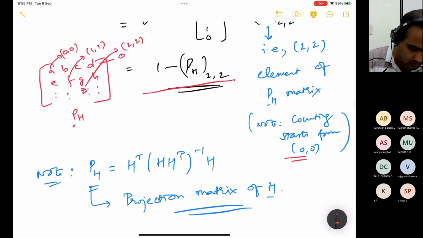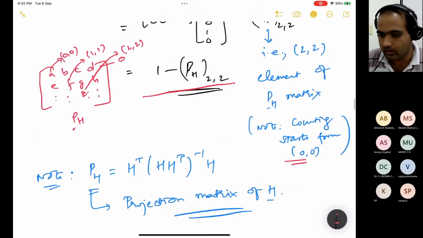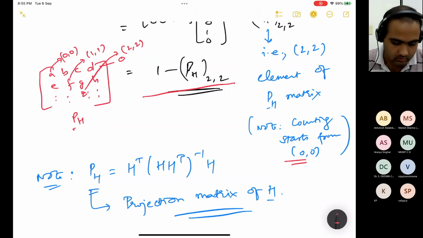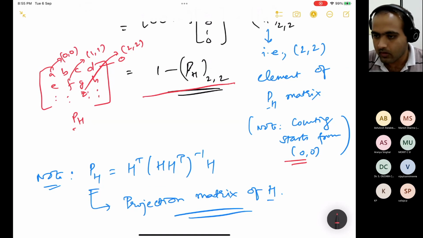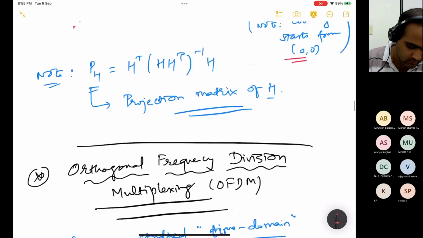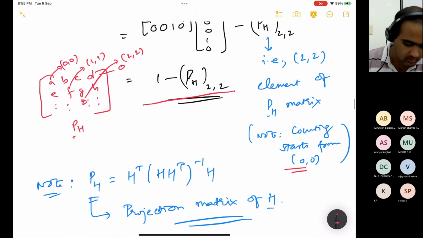Any doubts up to here, any conceptual doubt? I'll switch to some problem solving so that you can understand the formulas. Any doubt? No doubt. So OFDM will start in the next class.